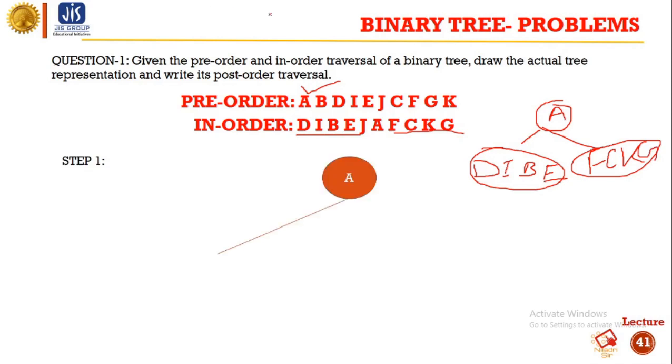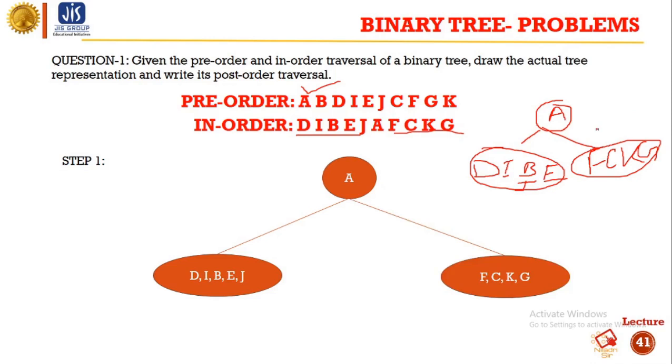As you can see, A is the root because the first element in the pre-order is the root of the whole tree. From in-order we will check which elements are in the left side of A and which are in the right side of A. The elements in the left side are D, I, B, E, J. Sorry, there will be another J. And in the right side of A it is F, C, K, G. So this is step one.